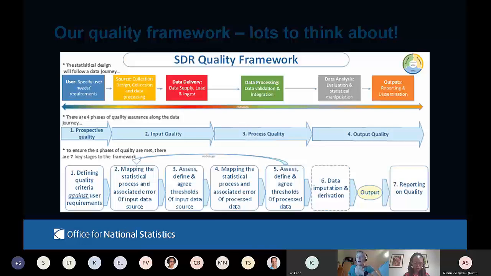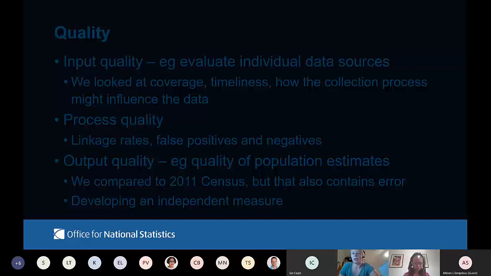On input quality, that's really about evaluating individual data sources, looking at coverage, timeliness, and how the collection process might influence the data. For process quality, I've focused on the linkage process, in terms of what proportion of records you have linked, the linkage rates, and then thinking about false positives and false negatives, and how you can estimate those and understand how that influences what you're doing. And finally, output quality, so the quality of the population estimates.